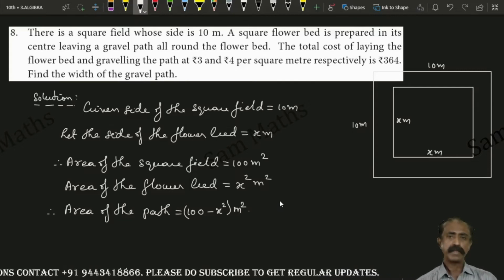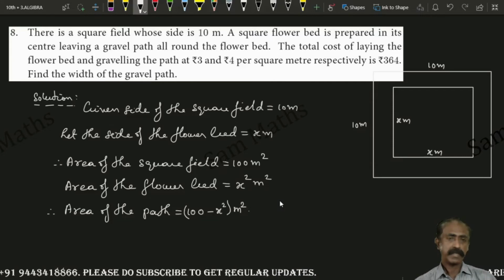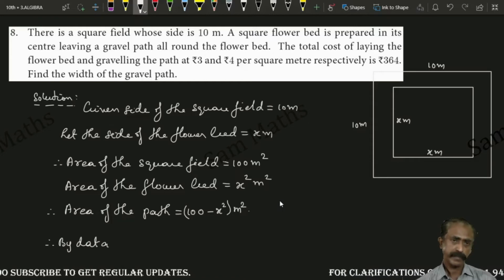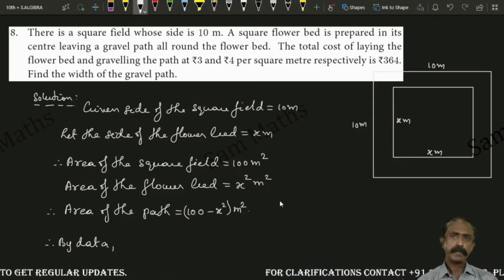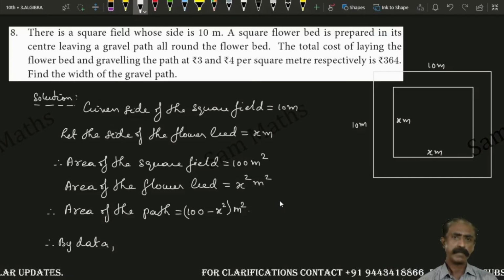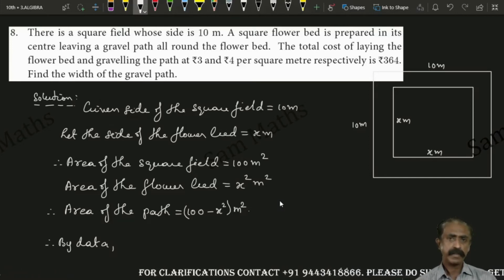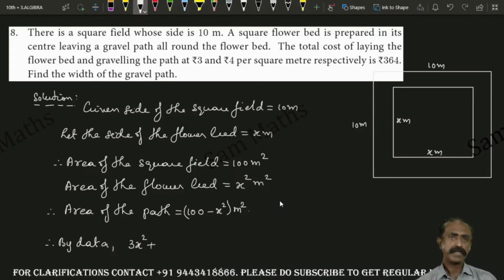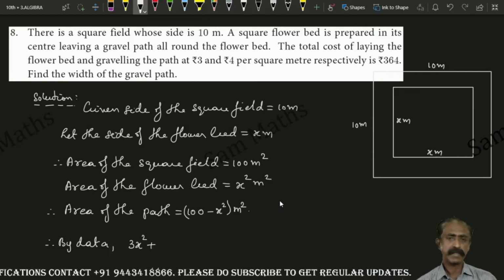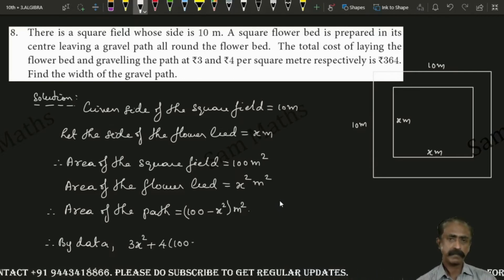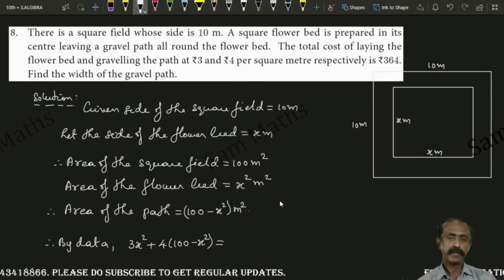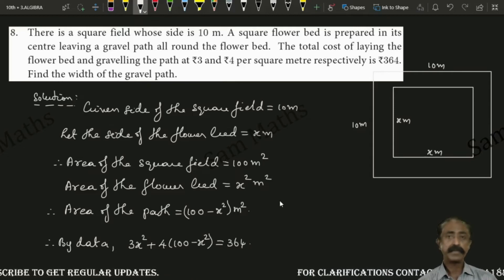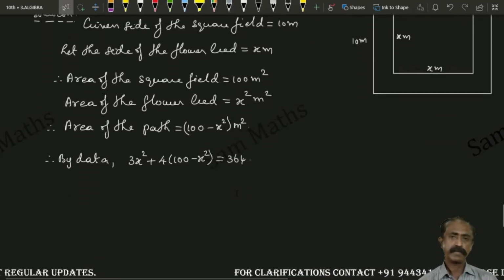Now we can move to the cost. Therefore, by data, we are getting 3 rupees for the flower bed. So we are getting 3 into x square, plus 4 rupees for graveling the path. That is 4 into (100 minus x square) equal to 364. Clear, children? This is the total cost. Now you have to simplify.